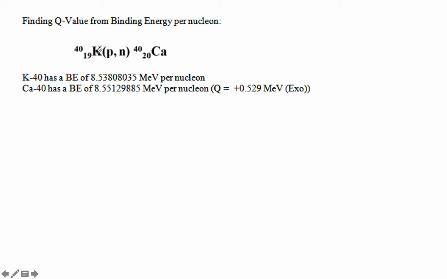Let's do some nuclear reactions with binding energy per nucleon. So let's write this reaction out normally. Potassium-40 (40, 19) plus a proton, that's going to be a (1,1) hydrogen, turns into a (1,0) neutron plus calcium-40 (40, 20). It's transmutating the elements.